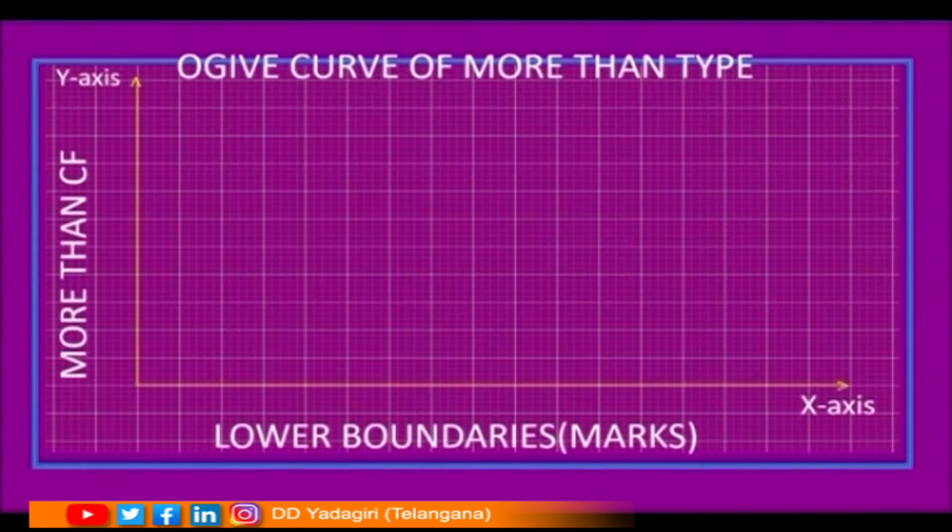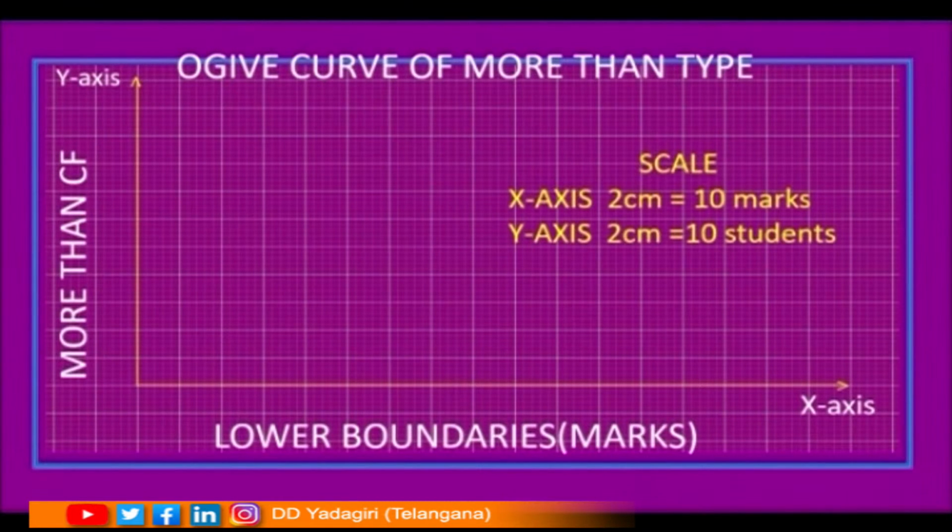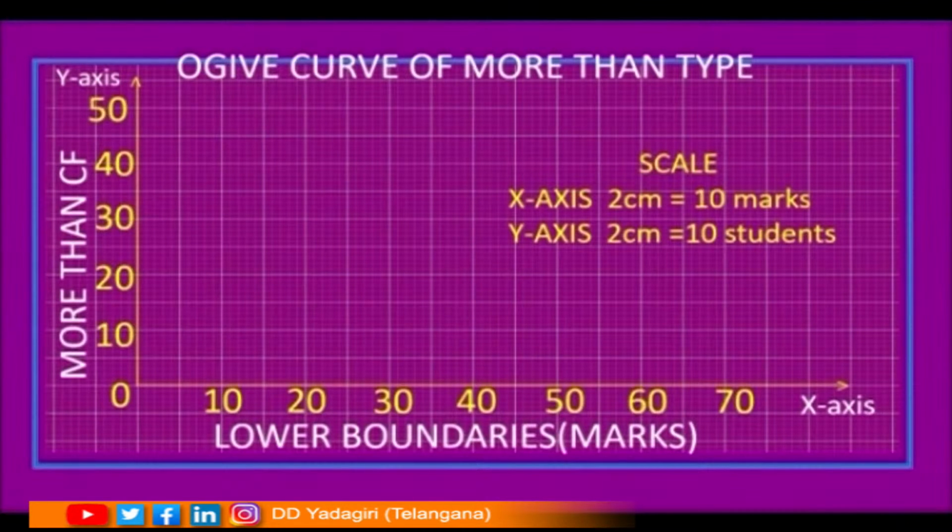So on the x-axis you are going to take lower boundaries, on the y-axis you are going to take more than cumulative frequency. So select a suitable scale. We have taken on the x-axis 2 centimeters is 10 marks, and on the y-axis 2 centimeters is equal to 10 students. So we represent the boundaries and more than cumulative frequency on the x-axis as well as the y-axis.